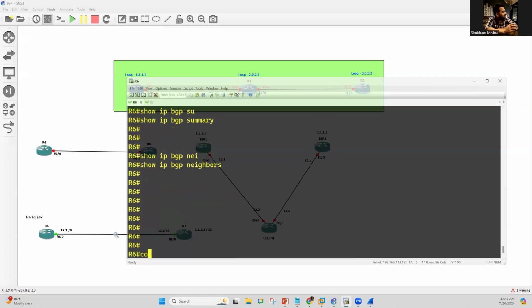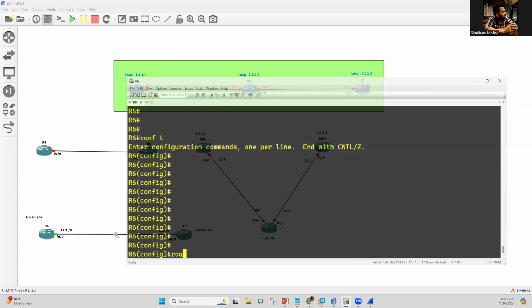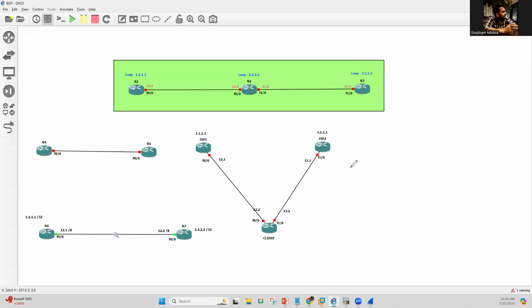Okay, now please focus: how can we configure the neighborship manually? Come on, router number 6. Router BGP 100. We are running router BGP 100 here. After that you have to write the command neighbor, and after that the IP address of the neighbor. Here I want to establish a neighborship between 12.0.0.1 and 12.0.0.2. That is a direct neighborship. Yes or no, everyone? Both are directly connected with each other. That is called direct neighborship.